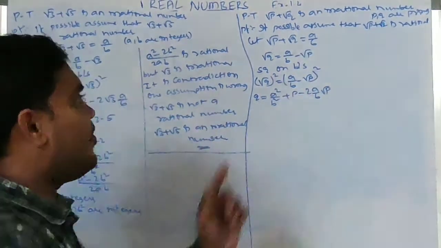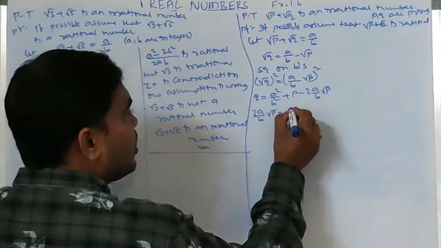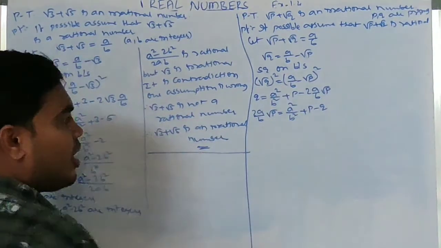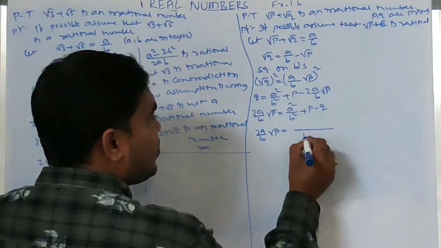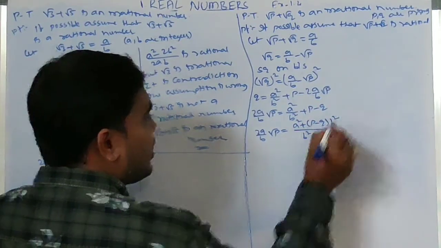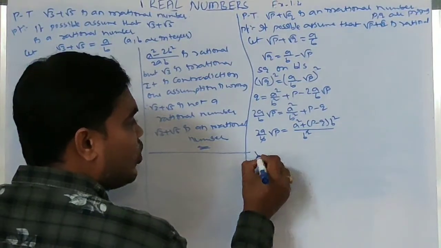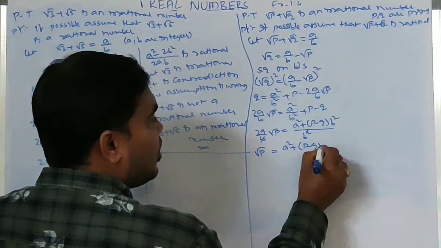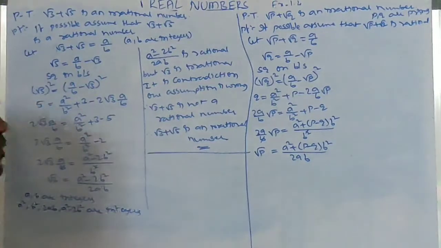This bringing to the left side, 2a by b root p equals a square by b square plus p minus q. Next, 2a by b root p equals, taking LCM, a square plus p minus q of b square by b square. One of the b's gets cancelled. Bringing to the right side, root p equals a square plus p minus q b square by 2ab.